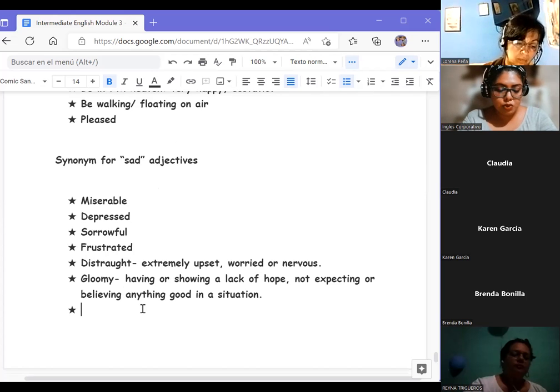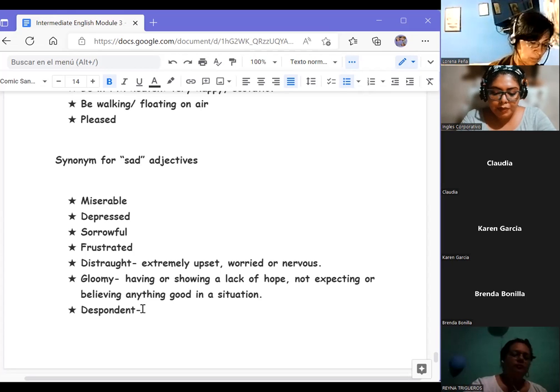Then we have this one that is despondent. That is another kind of strange word that we are adding to our vocabulary, and it says in low spirits, from loss of hope or courage, because you think that you are in a situation that is unlikely to improve. En ese caso es como no tener esperanza, ¿verdad? Alguien sin esperanza que ha perdido, ¿verdad? El coraje. Porque piensa que está en una situación que no va a mejorar.